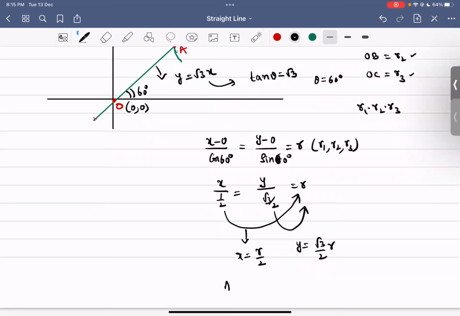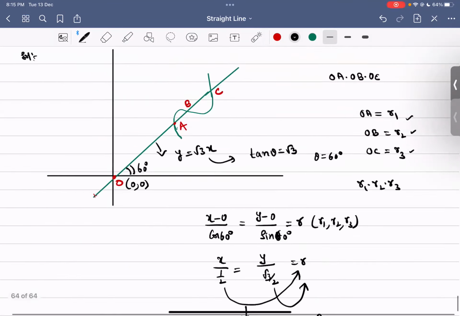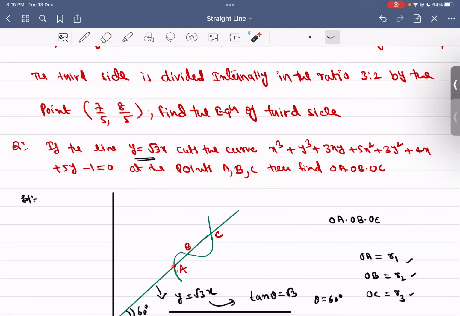So these are the coordinates of A, B, C, which depend upon the distance: for A, R1, for B, R2, for C, R3. Therefore, the general point is r by 2 comma root 3 by 2 r. This point, either A, B or C, lies on this curve. The curve is x cube plus y cube plus 3xy plus 5x square plus 3y square plus 4x plus 5y minus 1 equal to 0.